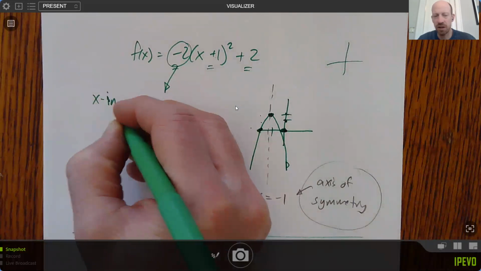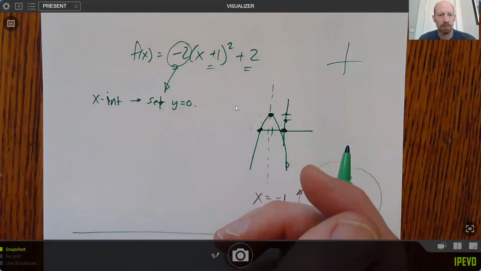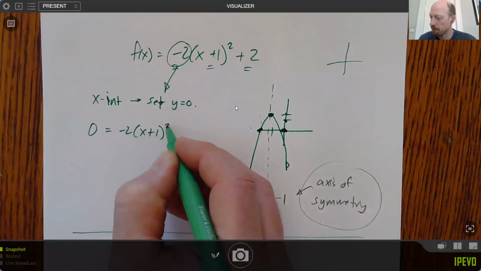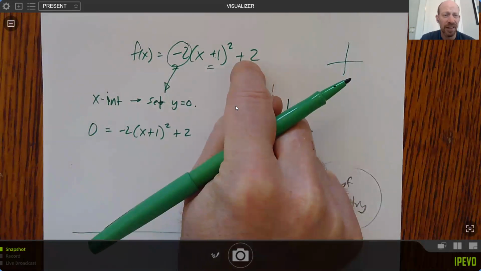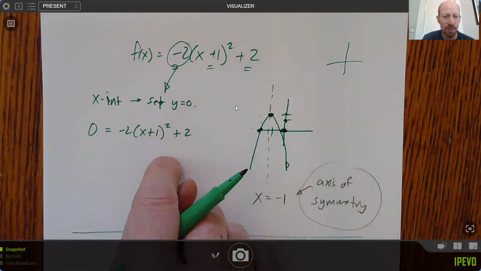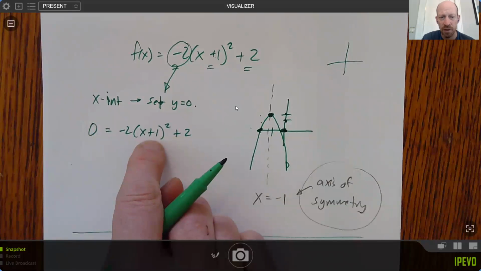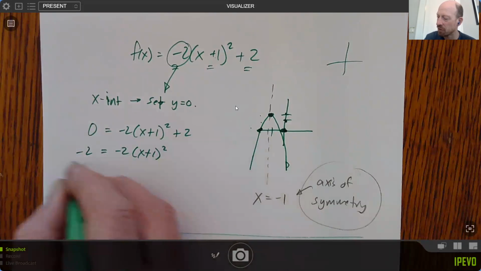Remember, for any equation, if you want to find the x-intercepts, you're going to set y equal to 0, or f of x. So in this case, I need to solve that equation, right? I want to find the x values that make y 0. Those are exactly my x-intercepts. When you have an equation that is in this vertex form, you can square it out and factor, or use the quadratic formula, but it's actually easiest to use the square root property because it's already got this perfect square bit. So I'm going to move this 2 over. I'm going to divide everything by minus 2.